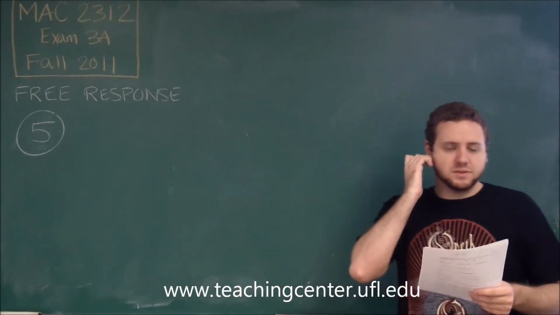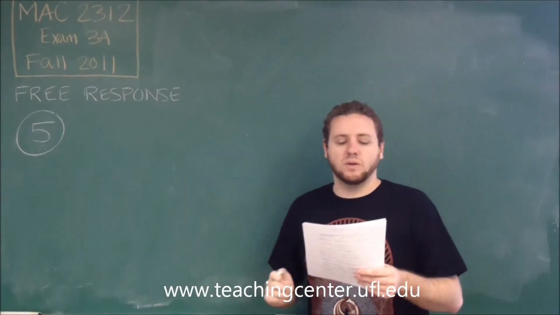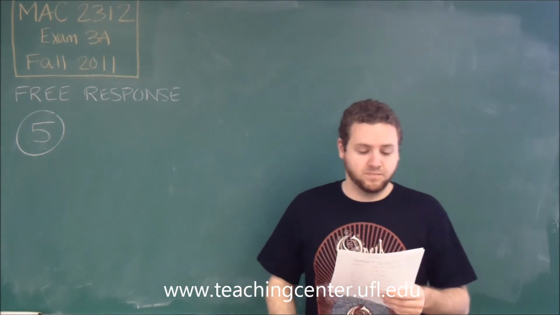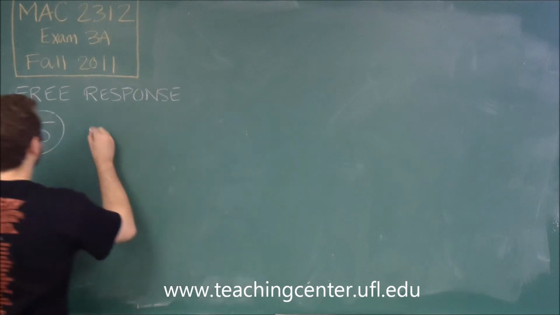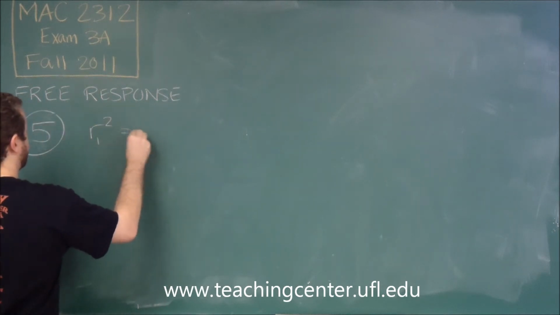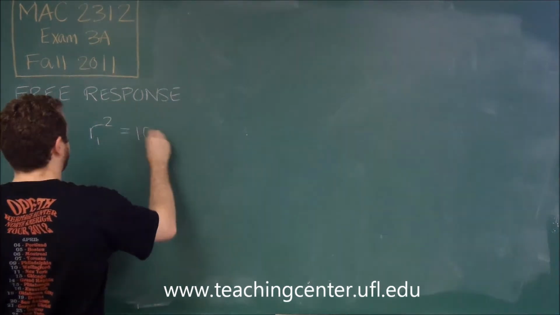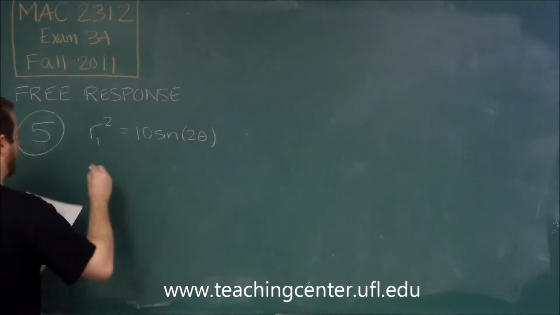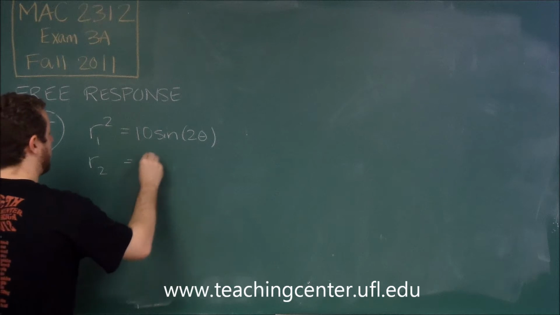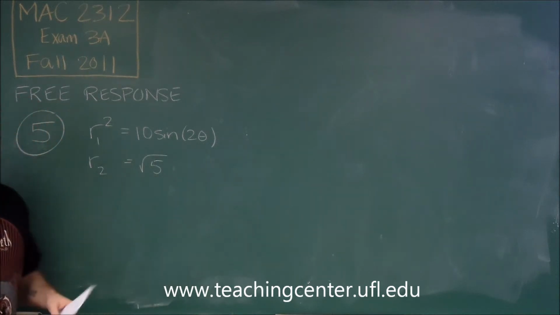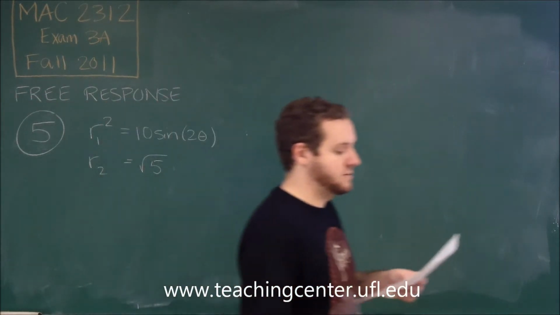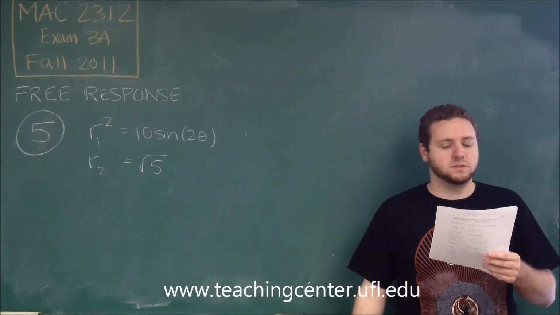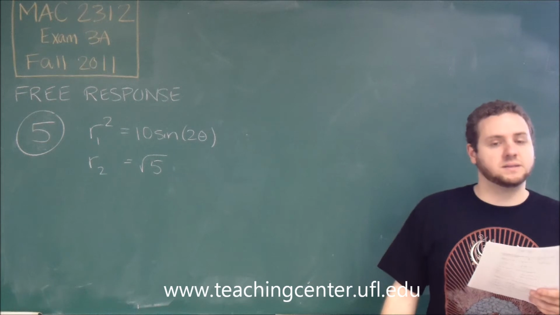And the last problem on the free response, number 5, we have a couple of different things. We need to graph and then find an area of polar graphs. So we have two graphs here. We have r1 squared equals 10 sine 2 theta. And then our r2 is just the square root of 5. So those are our two polar graphs. So first we need to graph these and label the points. We have a couple special points and lines of intersection.